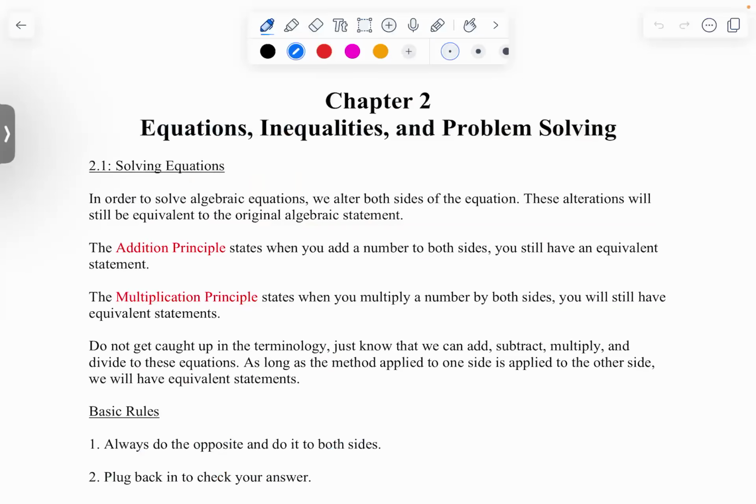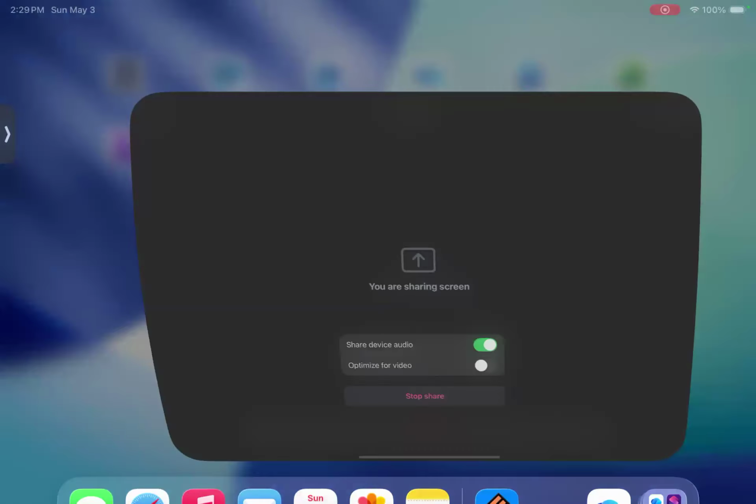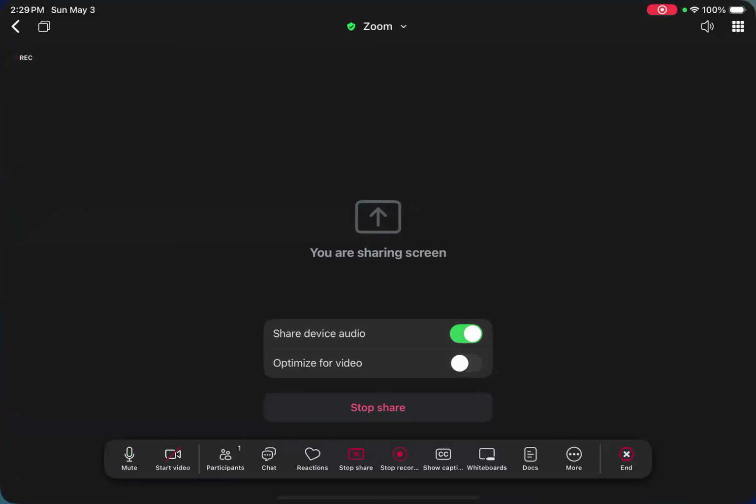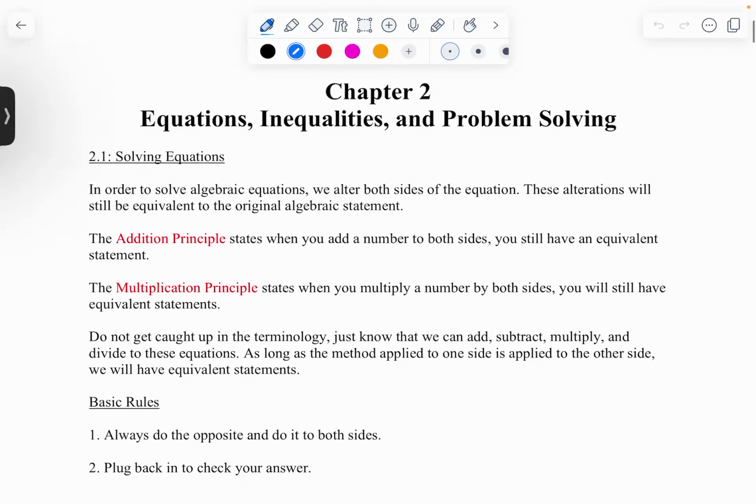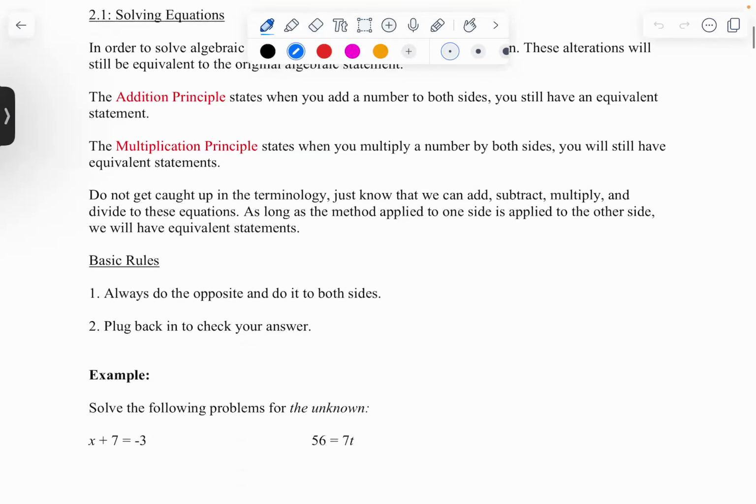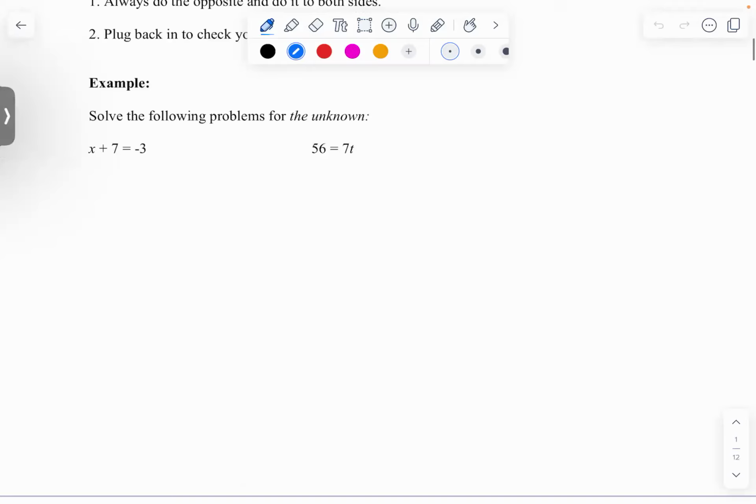So, it all starts with two very simple principles: the addition principle and the multiplication principle. These two principles are basically the concept of do the opposite and do it to both sides. Don't get caught up in the terminology. Subtract, multiply, it doesn't really matter. Do the opposite, do it to both sides.